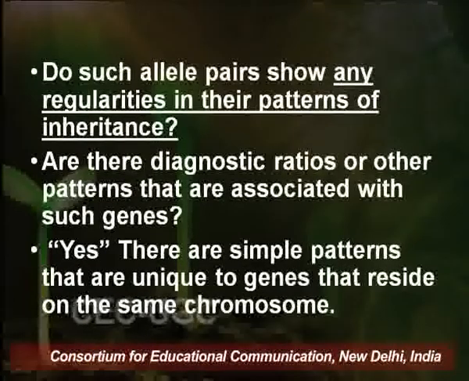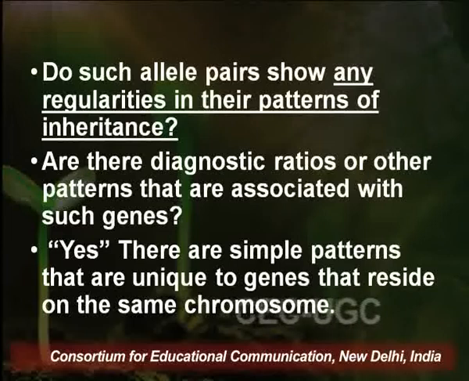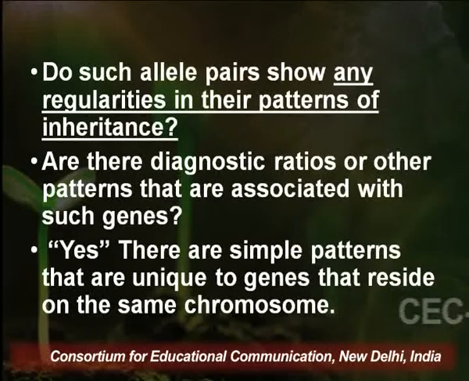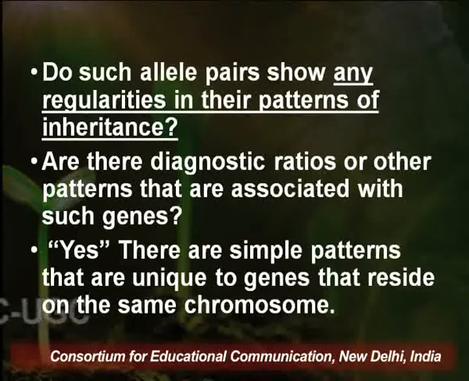But then we are going to ask ourselves a question: do such allelic pairs show regularities in their patterns of inheritance always? And is there any diagnostic ratio or other pattern associated with such genes? Or is it that independent assortment is universal and cannot be changed at all? Yes, the answer to the question is affirmative, and that is, there are in fact simple patterns which are unique for genes which are residing on the same chromosome.